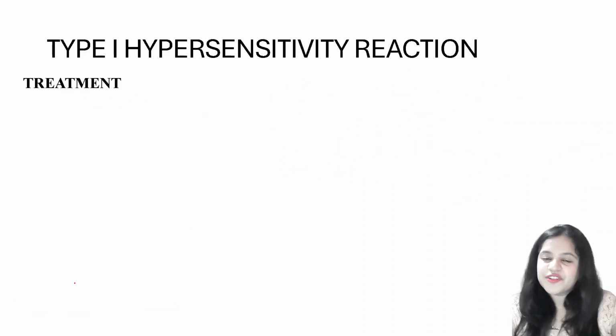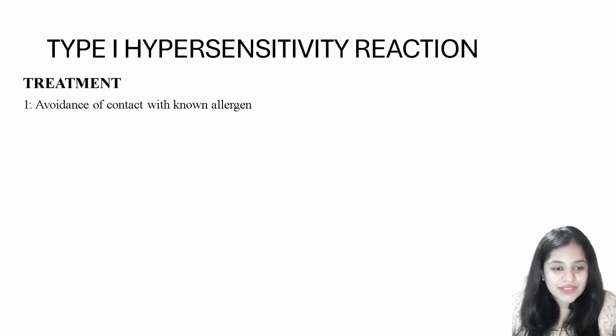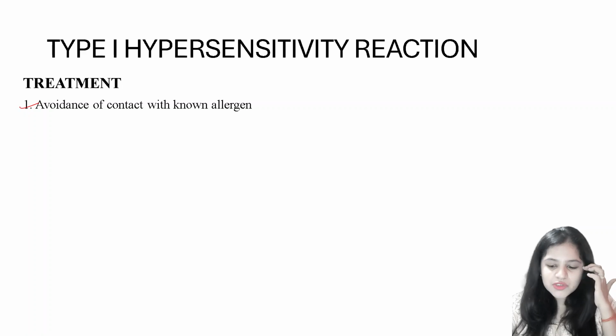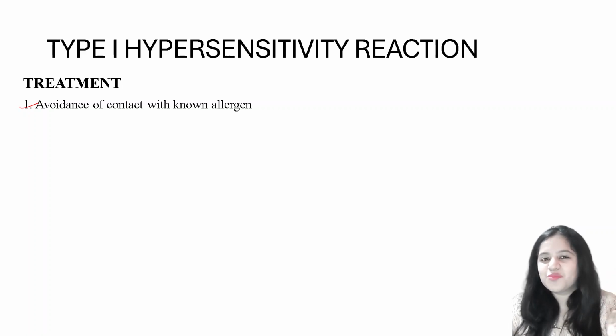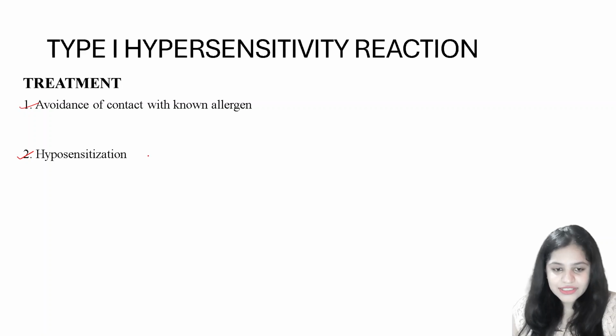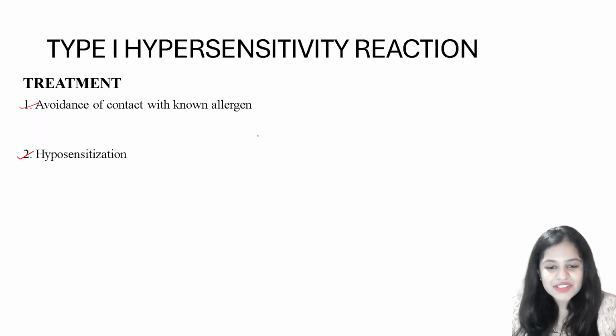Now let's see the treatment part. How to treat type 1 hypersensitivity? You can have avoidance of contact with known allergen. This is the most common form of treatment, but also practically not possible. Okay, so next what we can do? Hyposensitization. You can give increasing doses of your allergen subcutaneously, a repeated dose of these allergens subcutaneously. What will happen? It will desensitize the patient to this allergen.